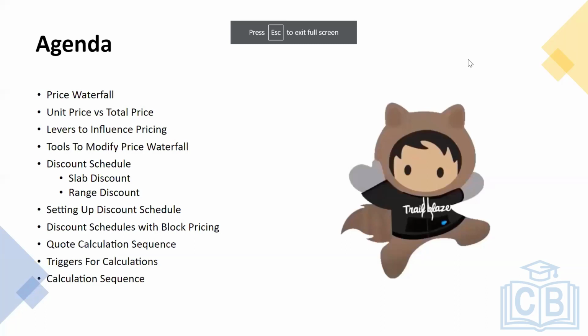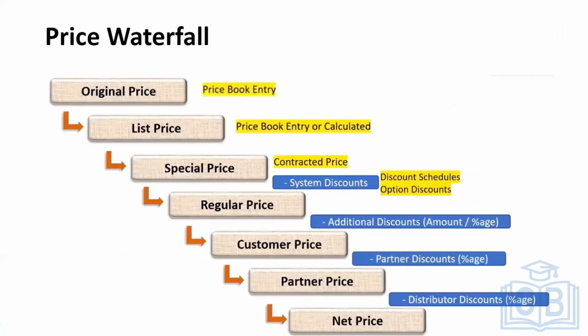Now let's see a few theoretical parts of Salesforce CPQ. How does the price waterfall actually work, what is the sequence of the pricing updates? What is the difference between the unit price versus total price? Levels to influence the pricing, how we can modify the pricing waterfall. So we'll talk about all these today, and then tomorrow we'll talk about the discounting schedules and all.